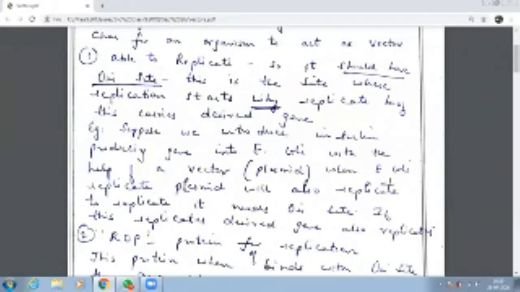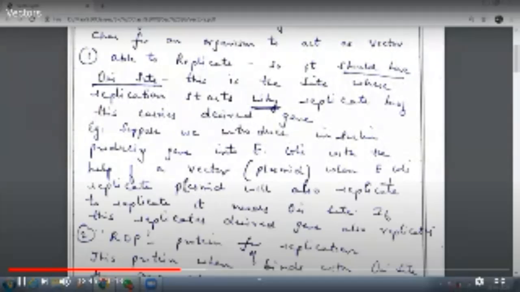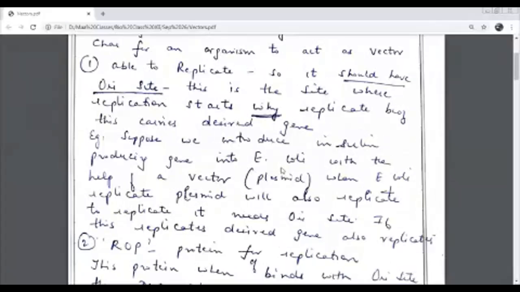And we have taken an example to understand how a vector works. What is the desired gene which I discussed in the example just now? Insulin. If you introduce only one insulin producing gene, you will not get enough insulin to extract from the host. So we need more copies of such genes. The insulin producing gene was introduced in which host? E. coli. Which is the vector that I am using? Plasmid.